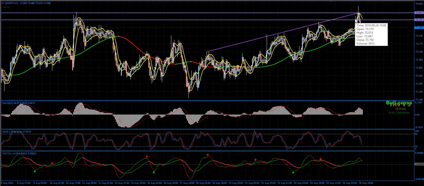You can see it hit it here. And let's see, this was 73.37. And then we quickly dropped it down to 73.48. So almost 30 pips there. And then we came back up again.